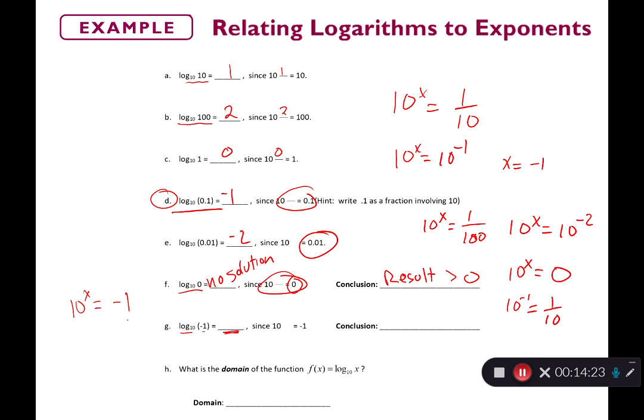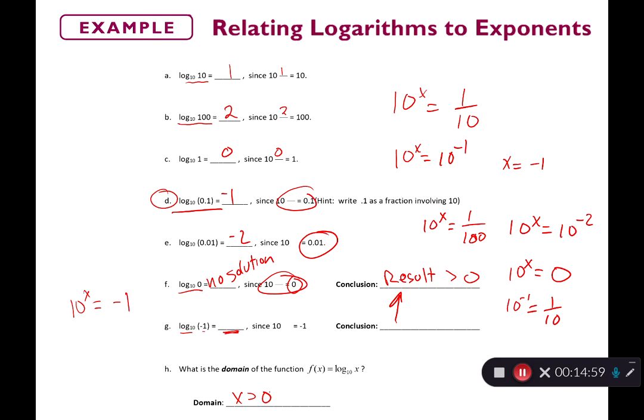Now, if I have a positive base, there is no power I can raise it to get a negative result. So again, I will refer you to the conclusion we made up in F, which was that the result has to be greater than 0. And this factors into our domain. So this is something to keep track of. So in this case, H is our conclusion. It says that x must be greater than 0.